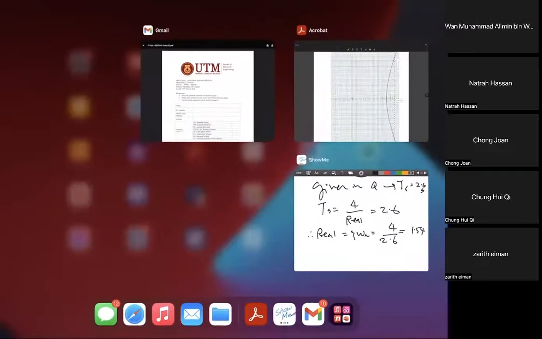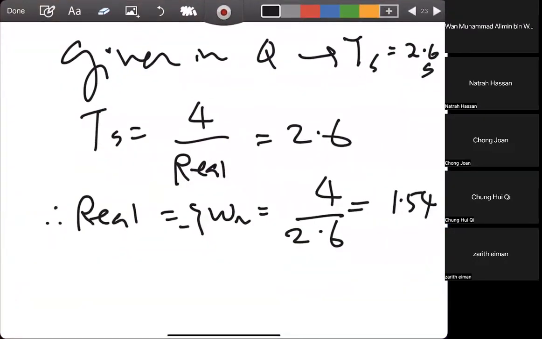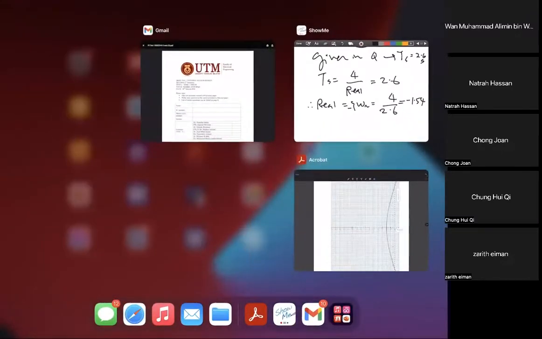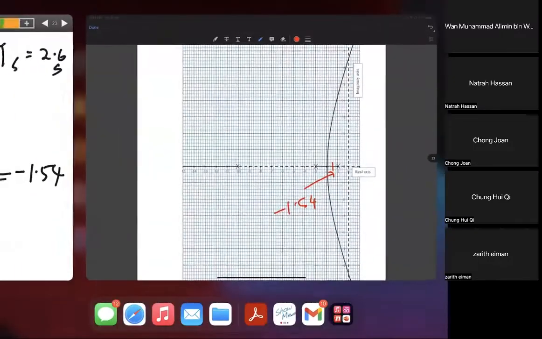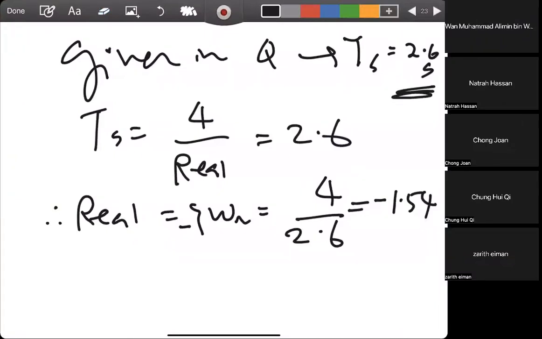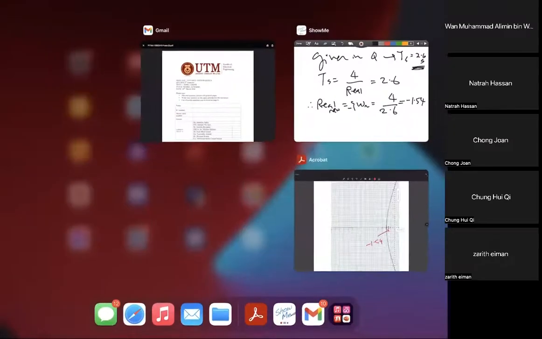Okay, draw a line. This is the real part, right? Negative zeta omega n, negative 1.54, because it's on the left half plane. Minus 1.54 is somewhere here. Can you see what I draw, guys? This one, negative 1.54, is the new real from these calculations because we are given this one. So this is the new real, not the previous one. The previous one is the old one. Okay, the new one, minus 1.54.